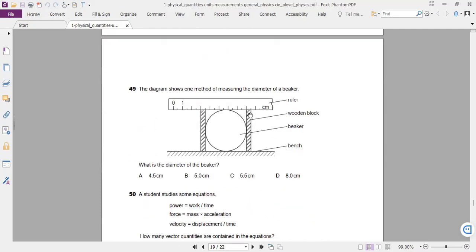So we have to find the diameter using this. So again, starting point and ending point and the distance in between. So that will give you the diameter. You have done this many times with me in class. So let's see how you do now.